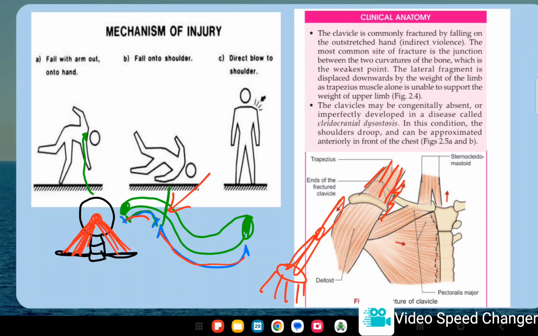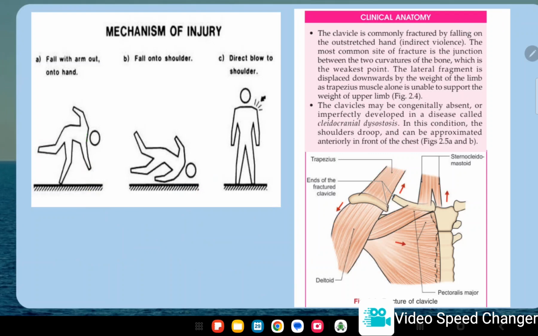The second condition is an autosomal dominant condition. I hope you know what autosomal dominant is. Autosomal dominant means only one gene from the parent is needed to have the disease. In this condition, the clavicle does not develop, or if it develops, it is very small and not functional. As a result, the condition is called cleidocranial dysostosis, right? The clavicles will be congenitally absent, or they are imperfectly developed.